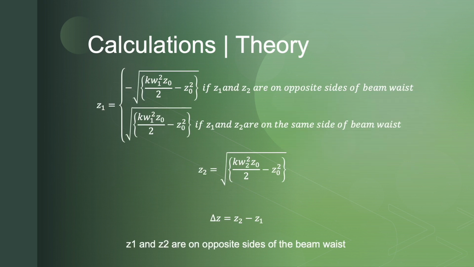Since our two knife edge measurements are on opposite sides of the waist, we use the top expression for z1 with a negative square root and the standard formula for z2. This allowed us to solve for delta z, which was z2 minus z1, which should match our measured separation of 47.8 centimeters, confirming our solution is consistent with both theory and experiment.